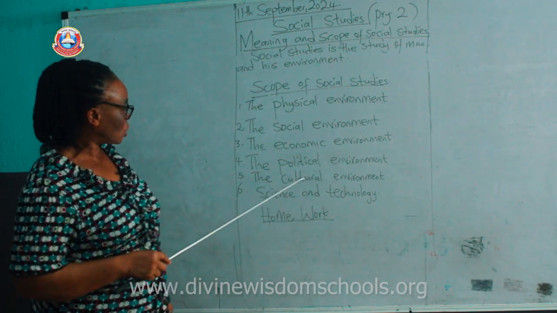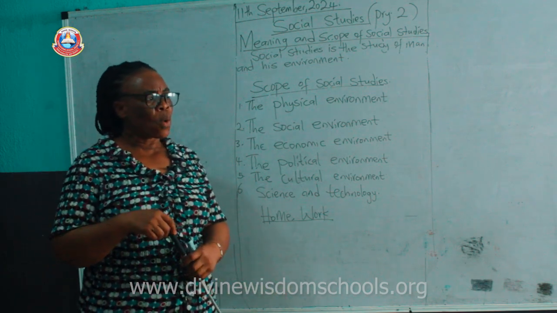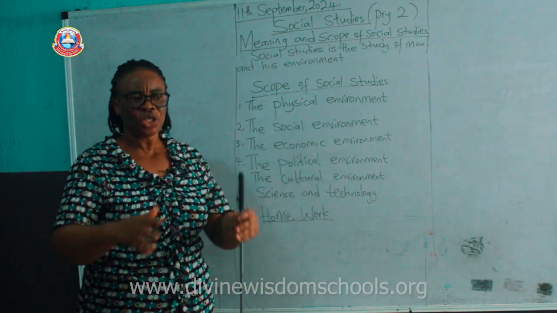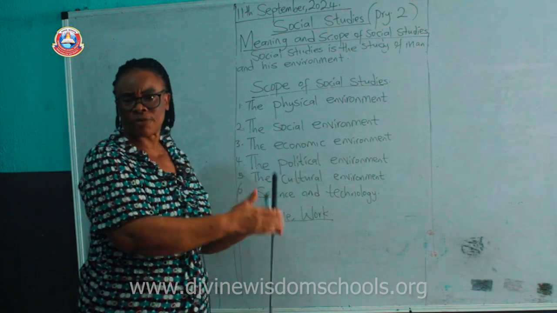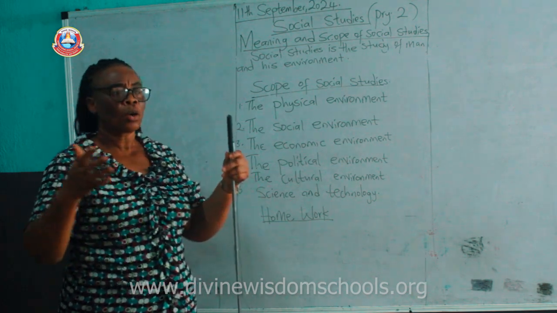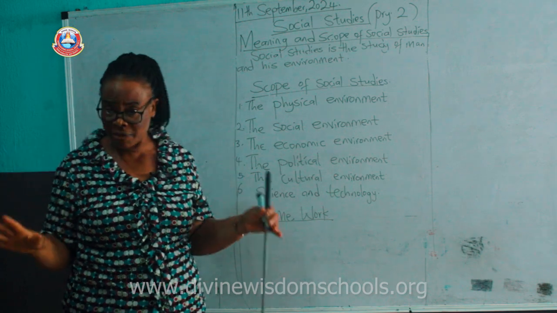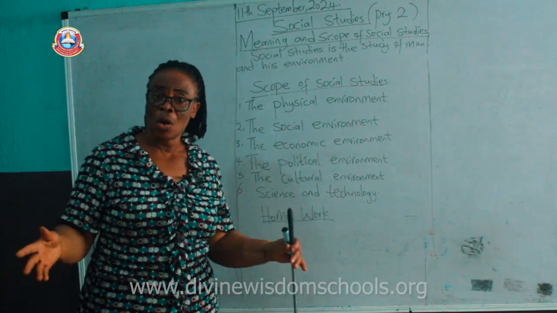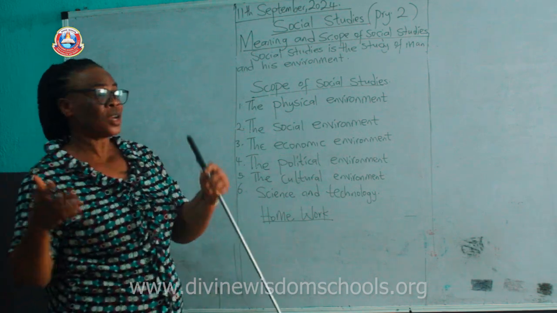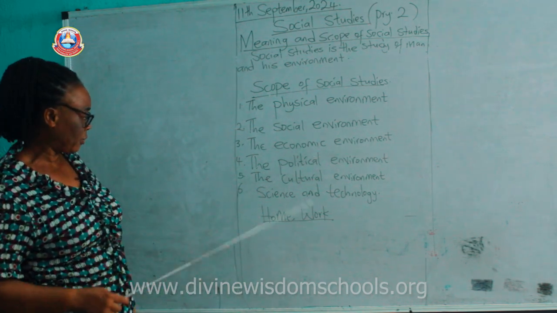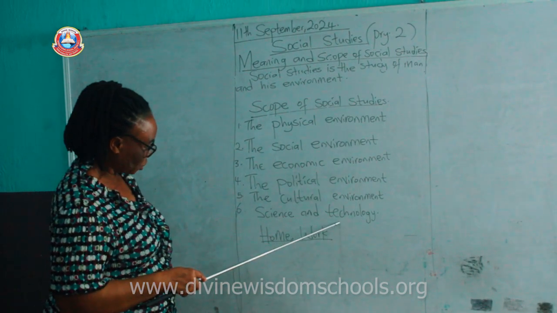Then number 5, the cultural environment. So social studies also affect our culture. Cultural environment has to do with our general lifestyle, the general lifestyle of a particular group of people. Remember that environment differs from one community to another. Every community in their different environment, they have their culture, their way of life, either the way they dress or the kind of language they speak or the kind of food they eat, depending on the environment in which they live.